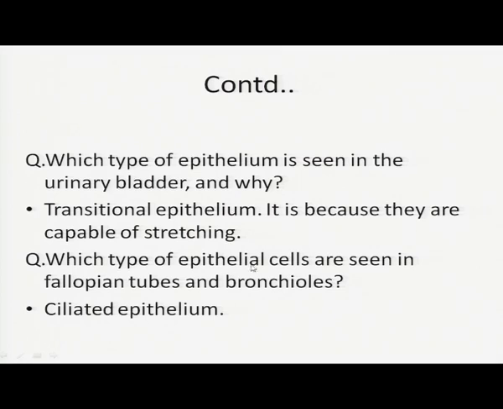Which type of epithelial cells are seen in the fallopian tubules as well as in the bronchioles? So, this was your fourth question. Yes, your answer is ciliated epithelium, because it helps in the filtration of air, it helps in secretion of mucus, as well as here in the fallopian tube it helps in the propulsion of ovum.